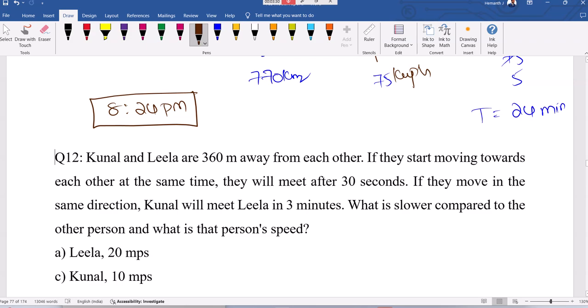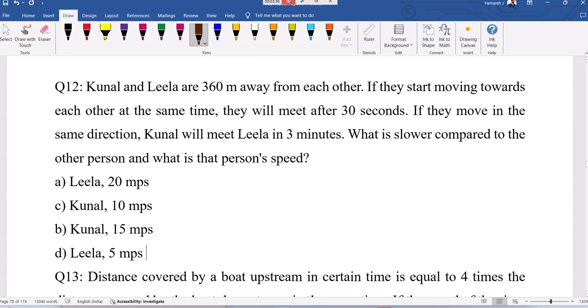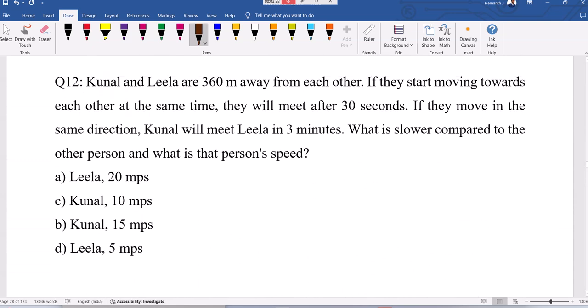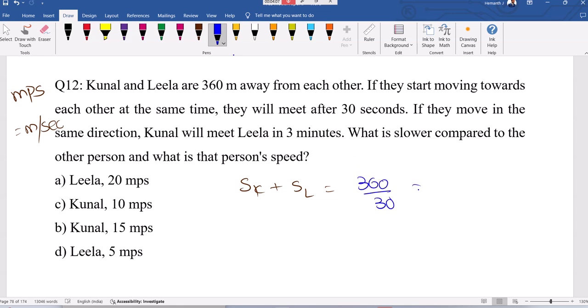Next one. Kunal and Leela are 360 meters away from each other. If they start moving towards each other at the same time, they will meet after 30 seconds. MPS means meters per second. So moving towards each other means opposite directions, 30 seconds. So speed of Kunal plus speed of Leela is distance 360 divided by 30, which is 12 meters per second.